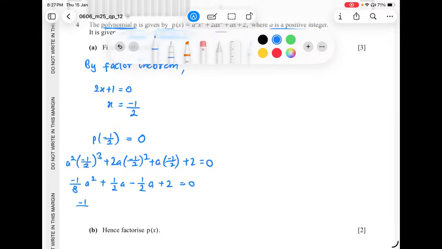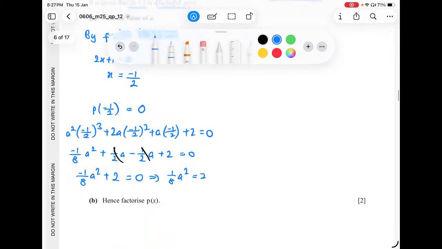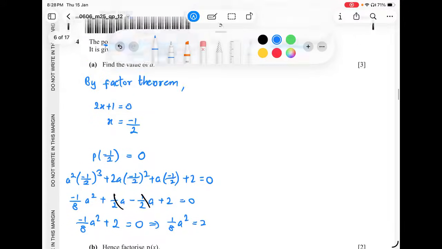Now you can group the like terms. So half a minus half a will get cancelled. So you can just cancel these two. And then you get plus 2 equals to 0. So now you can understand that from this you can get 1 over 8 a squared equals to 2. You bring the negative 1 over 8 a squared to the other side, you will get 0 plus 1 over 8 a squared. So that's why you get 1 over 8 a squared equals to 2.